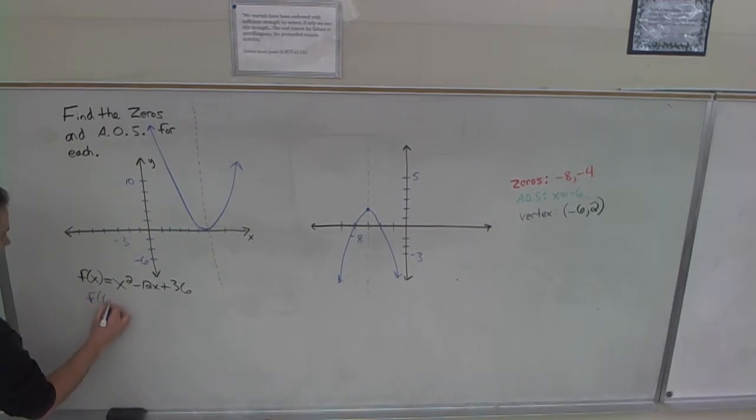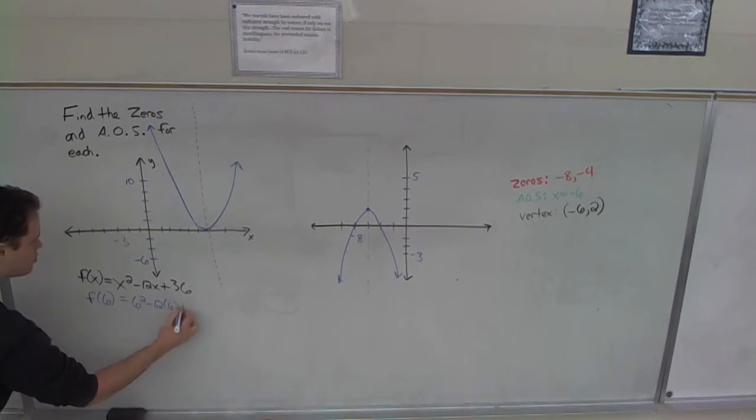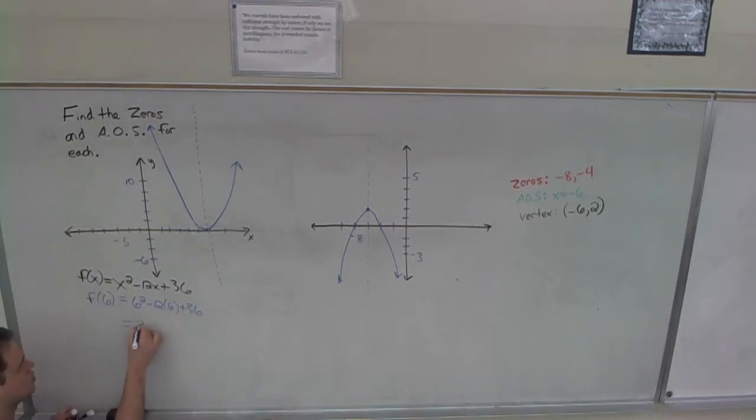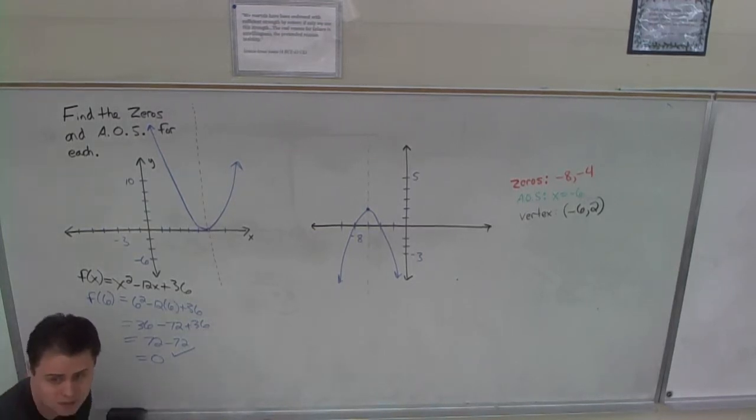f of 6. 6 squared minus 12 times 6 plus 36. Might need your calculator. What's 12 times 6, guys? 60 plus 12, 72. 36 and 36? Cancel each other. 72. Check. It was a 0. Checkmate. Okay, that's confirmation right there. So you need to make sure you check these when it asks.